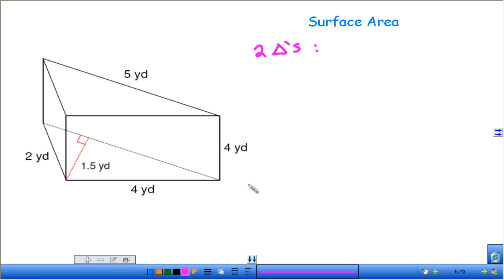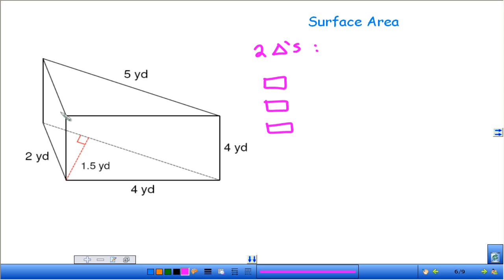And then what about the rectangles? Are those going to be the same? No. No, they're not. So we need to be very careful about rectangle, rectangle, rectangle. Okay? So make sure when you're finding surface area that you figure that out first. You figure out what faces you have and whether or not they're the same. How do you find the area of a triangle? Base times height divided by 2.